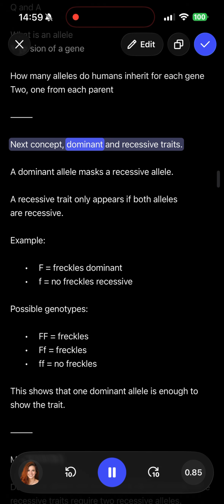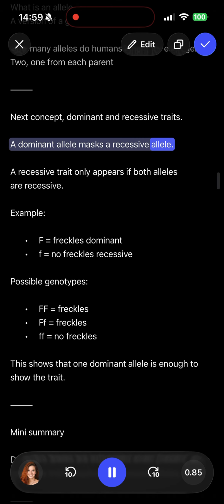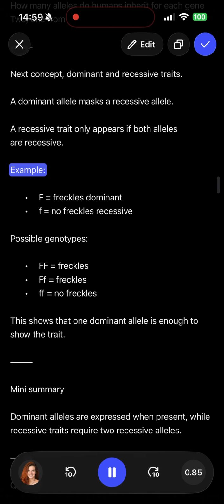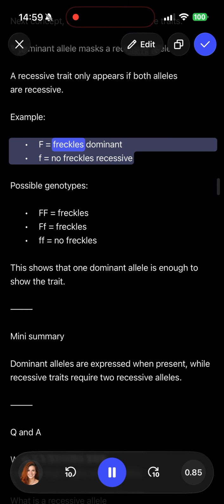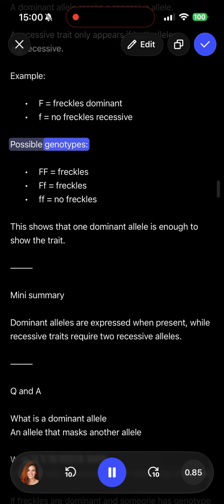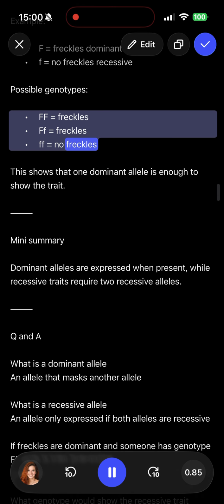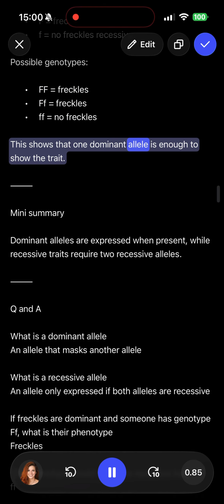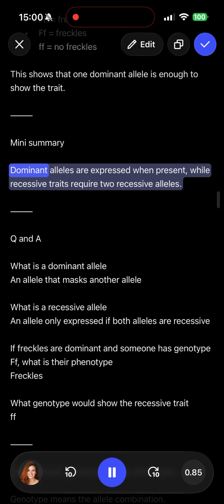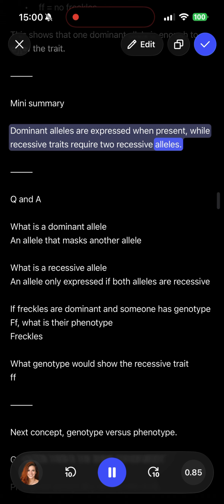Next concept, dominant and recessive traits. A dominant allele masks a recessive allele. A recessive trait only appears if both alleles are recessive. Example, F equals freckles, dominant; f equals no freckles, recessive. Possible genotypes, FF equals freckles, Ff equals freckles, ff equals no freckles. This shows that one dominant allele is enough to show the trait. Mini summary. Dominant alleles are expressed when present, while recessive traits require 2 recessive alleles.